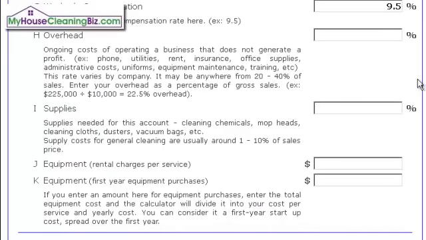Overhead and supplies are the next 2 fields. Now your overhead are the costs of operating a business that does not generate a profit. So here are some examples of overhead. So you will need to do a little research if you don't know your overhead percentage, but we're going to go ahead and use 22.5% for this example.